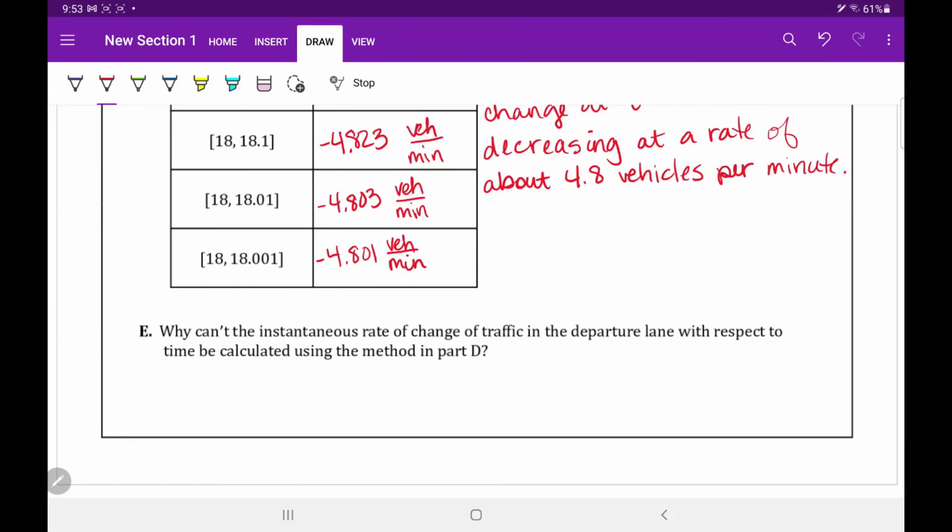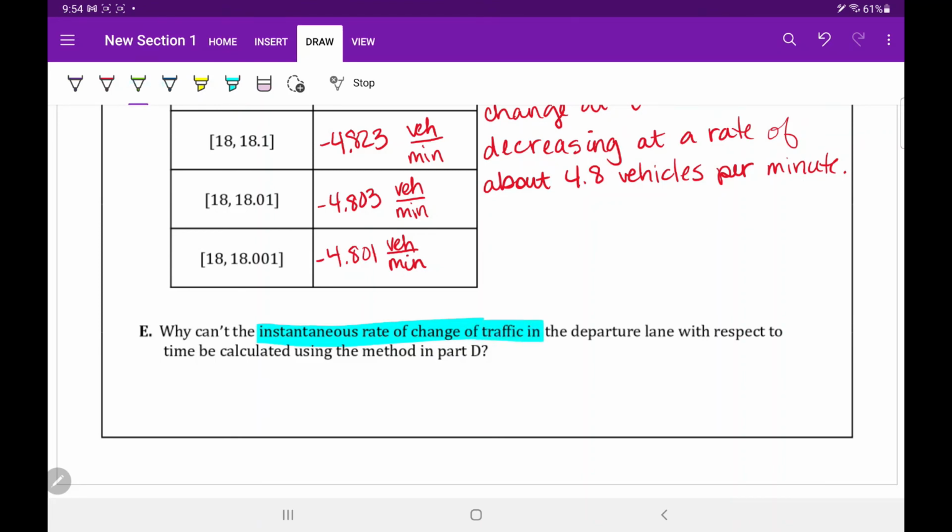Why can't the instantaneous rate of change of traffic in the departure lane with respect to time be calculated using the method in part D? When I read this question on this worksheet, I thought that it was kind of a weird question, because I was trying to figure out what they are getting at. Is it something complicated? Don't overthink it. Anytime that you see this part right here, why can't the instantaneous rate of change be calculated? Notice that we can't calculate it, we just estimated it. Why can't we calculate it?